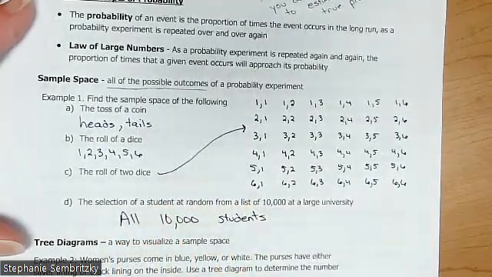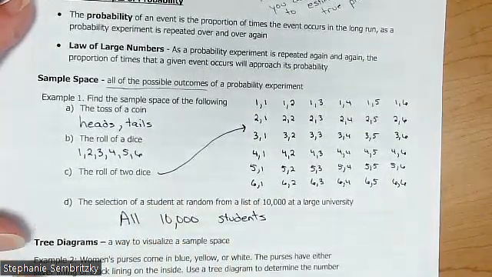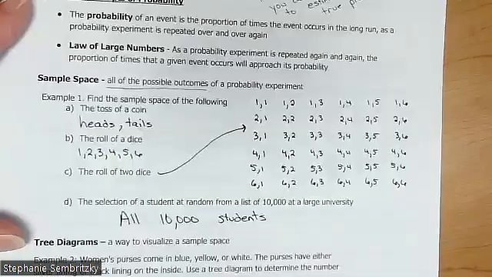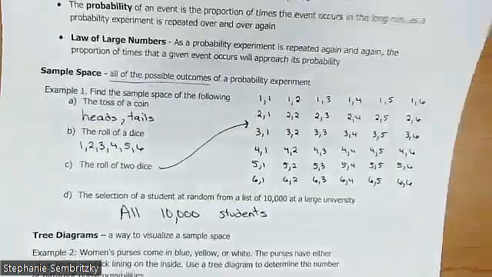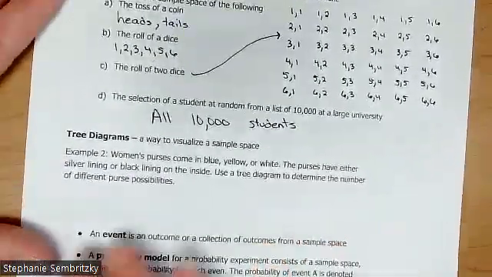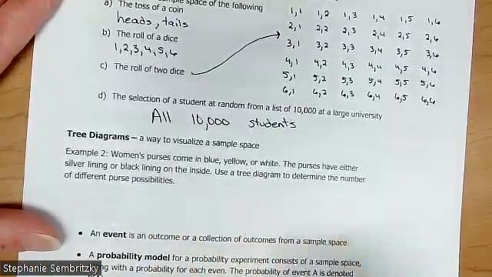Now, sometimes you can use what is called a tree diagram to visualize a sample space. These are also used to find probabilities later on in the unit. So this is kind of our introduction to tree diagrams.